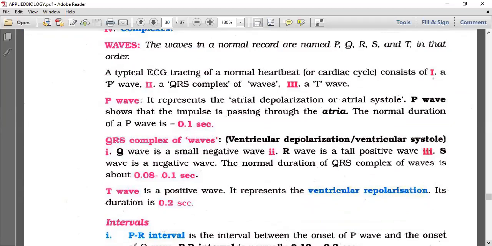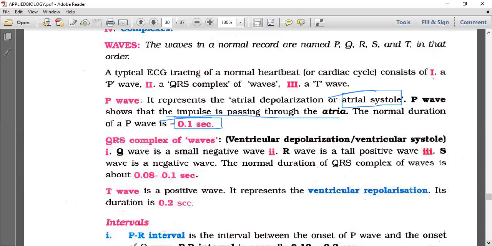So I think you got an idea what the P wave is. It represents atrial depolarization or atrial systole. The P wave shows that the impulse is passing through the atria, particularly from the sinoatrial node. The normal duration of the P wave is 0.1 second.